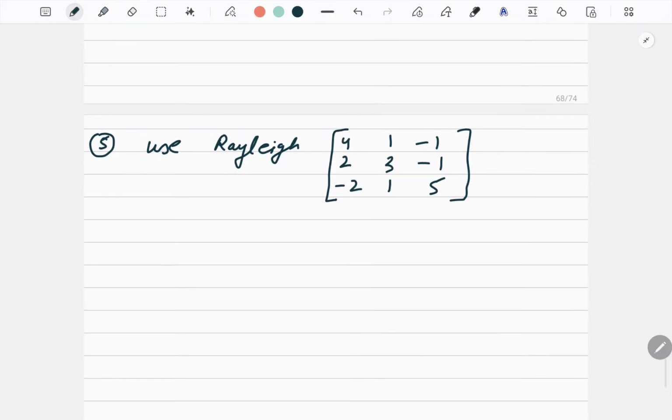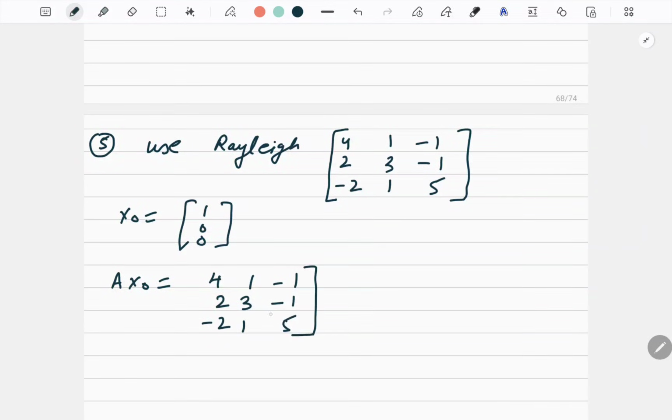Okay. So now one more question for Rayleigh's method. Again, I will start with the same 1, 0, 0 as my initial vector. So x0 is equal to 1, 0, 0. You can take 1, 1, 1, you can take 1, 0, 1, whatever is your choice. So first I do A of x0. So 4, 1, minus 1, 2, 3, minus 1, minus 2, 1, 5. It is also a very scoring and simple method. Only with a calculator you have to multiply. So you can easily get good marks and it is again a 100% sure question. So don't leave this question.